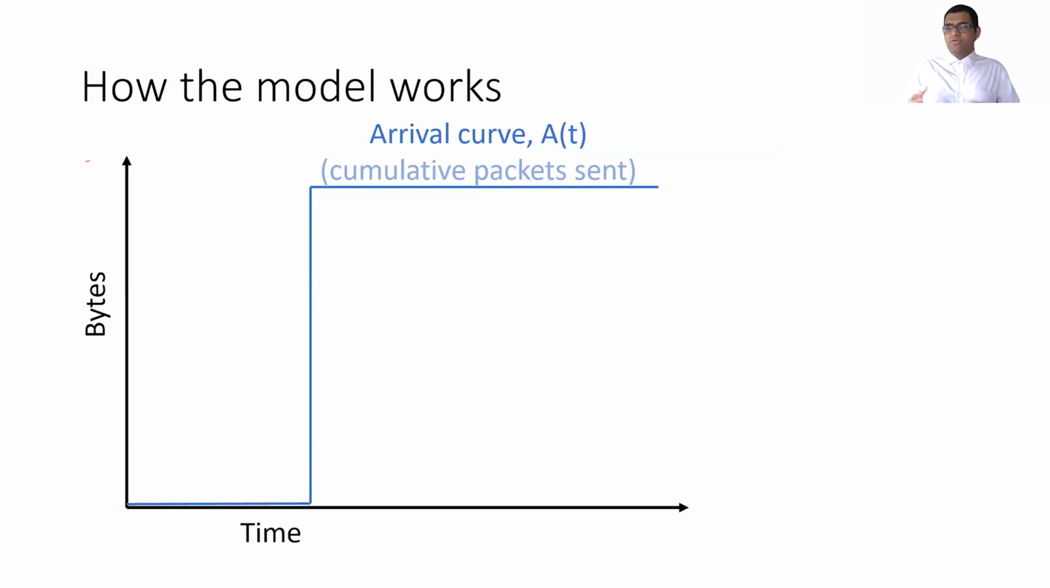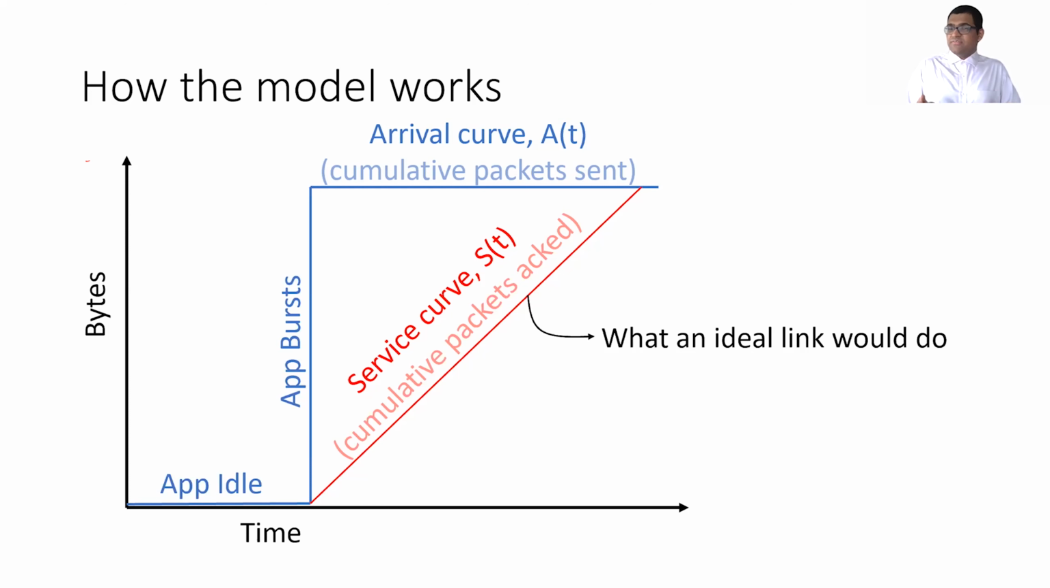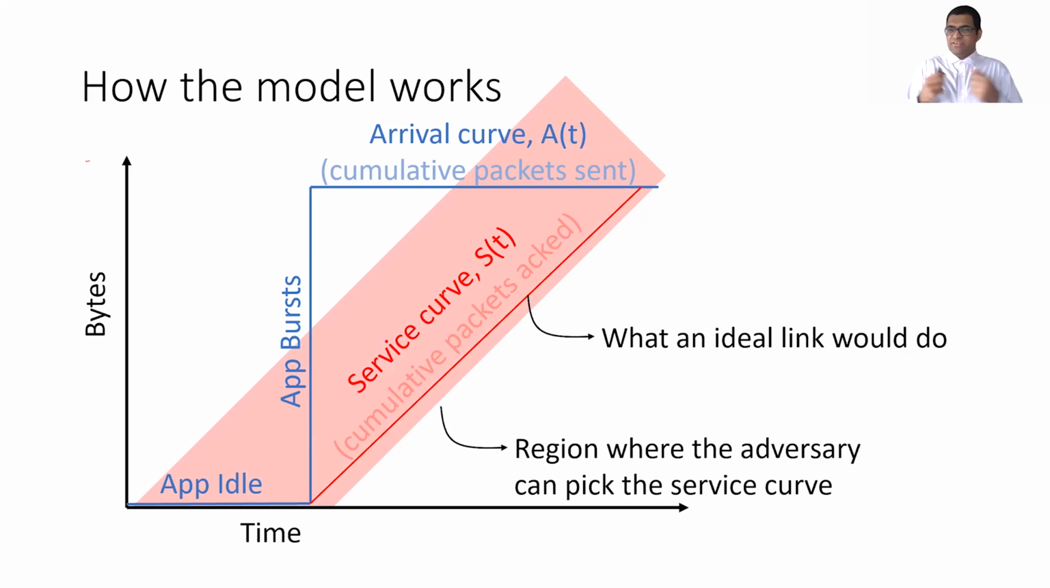And this is roughly how the model works. Consider the arrival curve as before. The service curve is what an ideal link rate would have done. In the model, we give the adversary some region where it can pick any service curve that it likes. The width of this region is the slack the adversary has to emulate different types of effects.